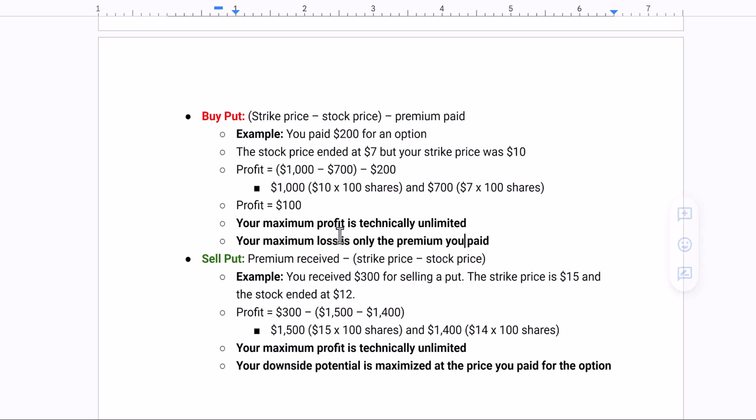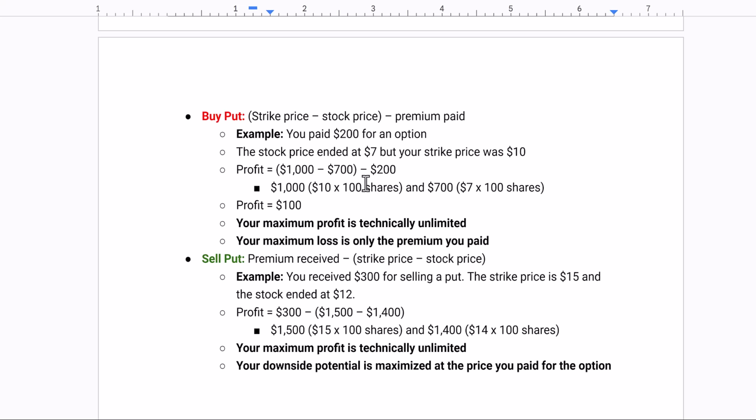Your maximum potential loss is only the premium you paid. You can never lose more. Okay, and that's as long as you're doing it correctly. As long as you're not doing any naked calls and puts, which we won't talk about necessarily. But it's basically when you sell a put or you sell a call, you can have these naked puts and calls when you don't own the shares. You don't have the money to buy the shares. So that's a little bit different.